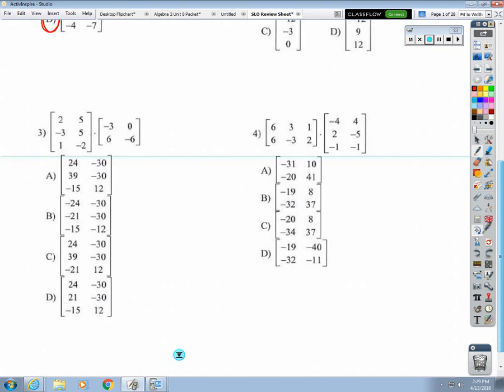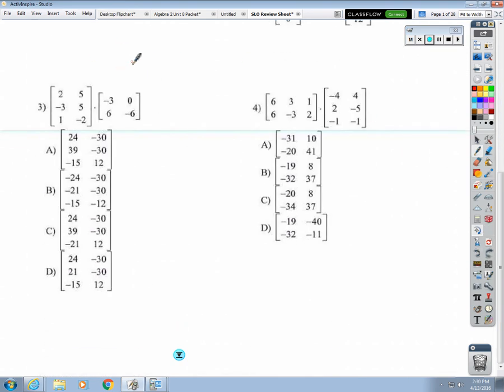Number 3. This time they want us to multiply two matrices. You learned in Unit 1 how to do this by hand, but it's going to take a lot longer than just typing it in. First, let's check to see that they actually can be multiplied. What are the dimensions of this first matrix? 3 by 2. What about this one? 2 by 2. Can they be multiplied? Yes.